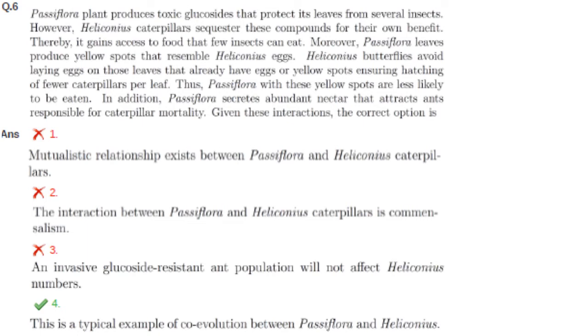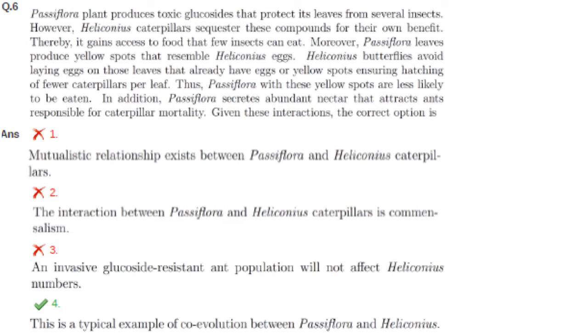So the interaction between Passiflora and heliconius caterpillars is not commensalism. Passiflora produces yellow spots that resemble heliconius eggs, so it prevents butterflies from laying more eggs on the leaves. So fewer caterpillars are produced, hence Passiflora leaves are safeguarded. It also produces toxic glucosides, which heliconius caterpillars use as food.